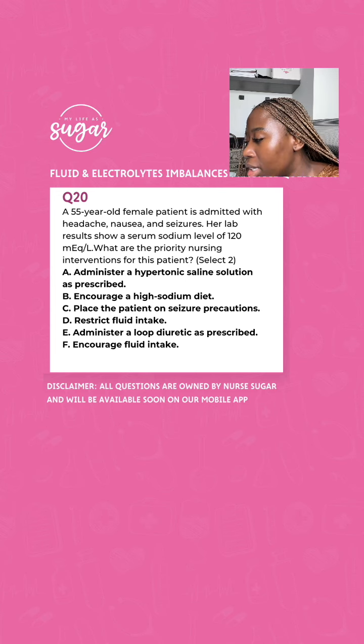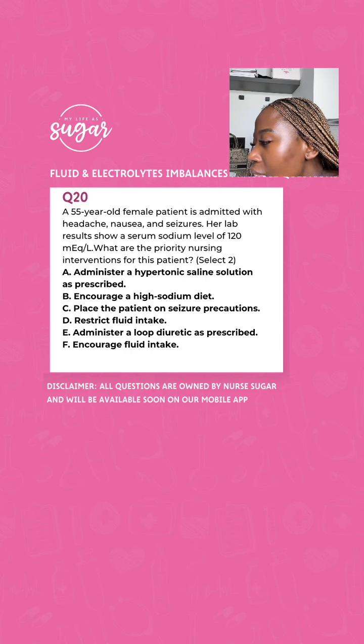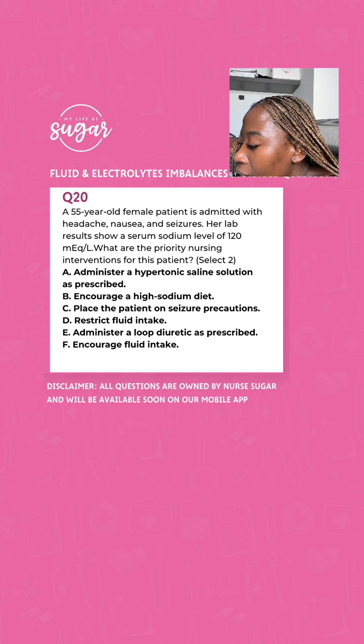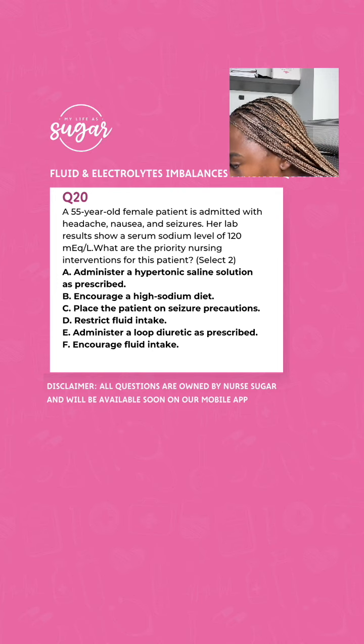Okay, question 20. A 55-year-old female admitted with headache, nausea, and seizures. Lab results show the serum sodium level is 120. What is the priority nursing intervention for this patient? Select 2. Okay, so this patient is definitely having some headache, they have nausea, they have seizures, sodium level is 120. What are the 2 most important things that you will do for this patient?